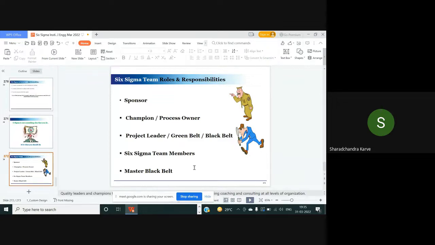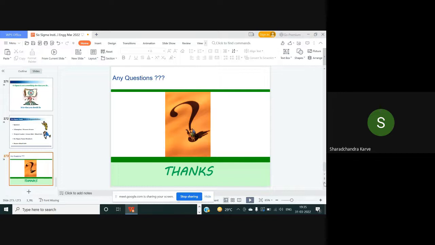His rigor or emphasis is on following the steps, not only the results. While champions and sponsors emphasize only the results, the master black belt is keen on whether you have followed the rigor of Six Sigma or not, which is also important. So that is how the master black belt works. Any questions on this?